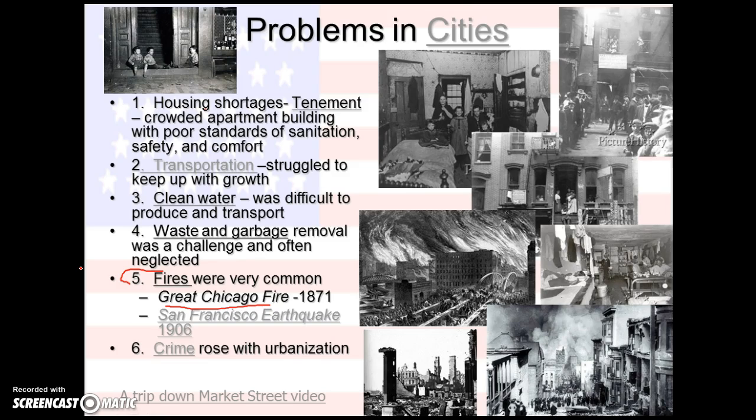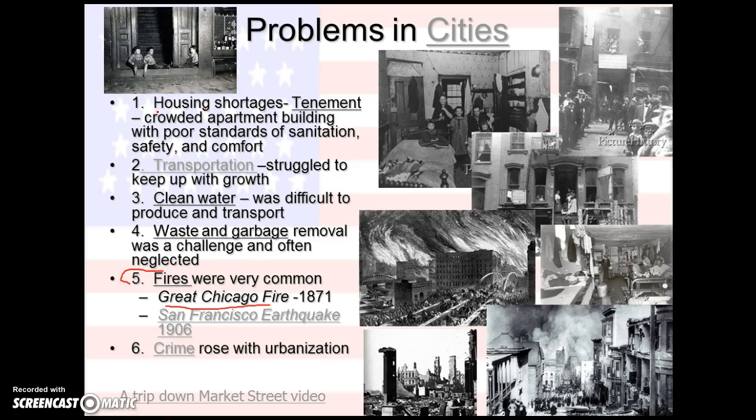Many of the immigrants came over wanting to go west, but they could not make it further than the East Coast. So what are some problems in the city? There's housing shortages, and not to mention overcrowded apartment buildings, and there's really no standards for sanitation. There's no bathrooms, really. Basically, you went to the bathroom in a bucket and it would be dumped out in the street, and it was just pretty disgusting.